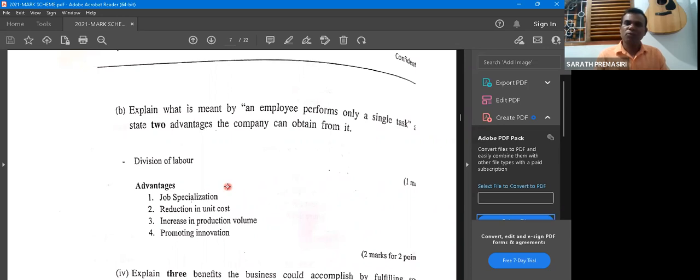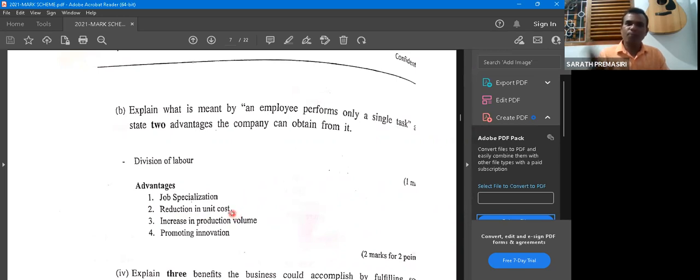Understand? So that in a garment factory, if an employee is involved in sewing clothes, he or she becomes specialized in that special area. Understand? That is what we call division of labor, the result or the benefit. Next one, reduction in unit cost.